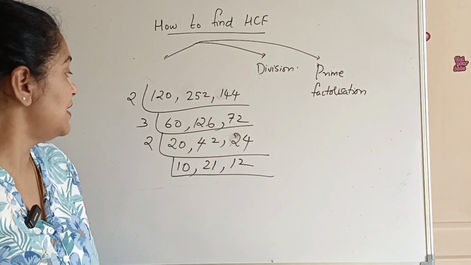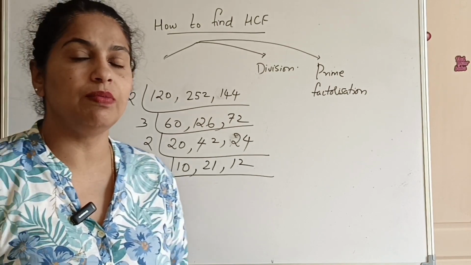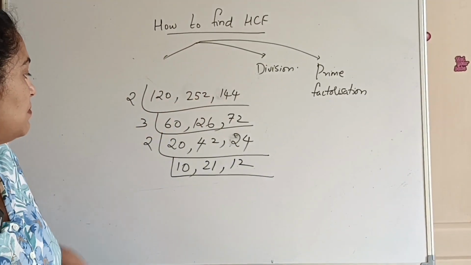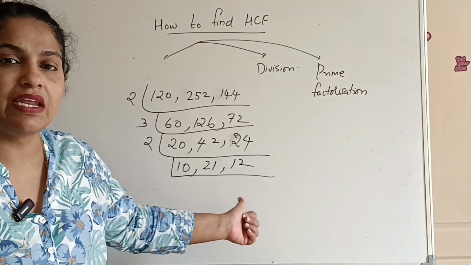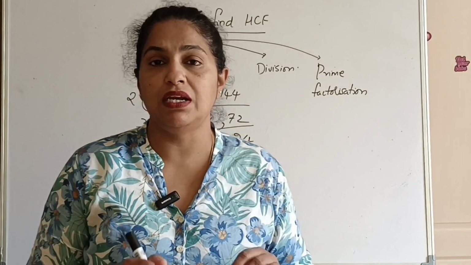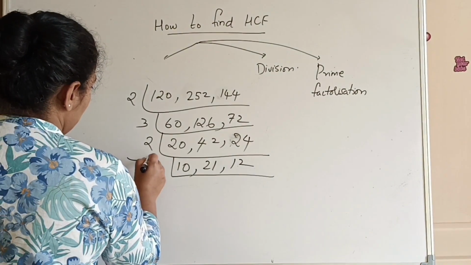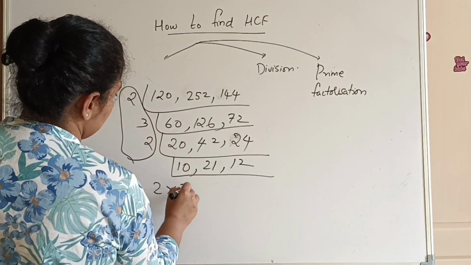Okay. Now, is there any number that can divide 10, 21 and 12? No, I don't think so, because 21 is divisible only by 7 and 3. Both these numbers cannot divide 10. 3 can divide 12, but 7 cannot. So, all these 3 numbers cannot be divided properly by a single divisor. So, I stop my long division here. So, the product of these divisors will be my HCF.